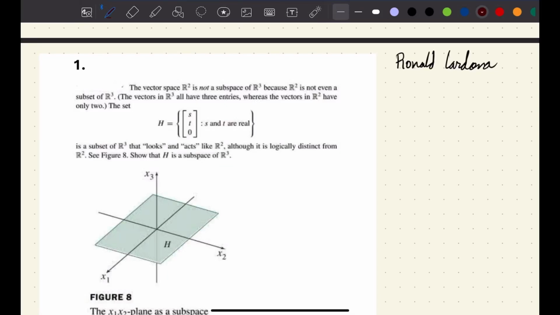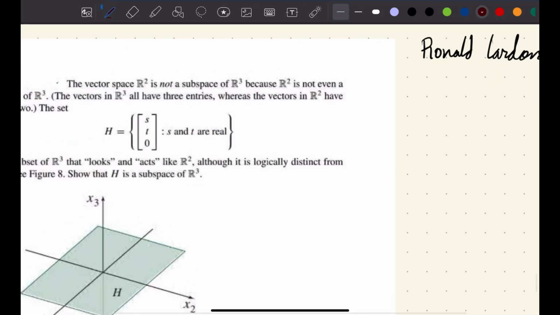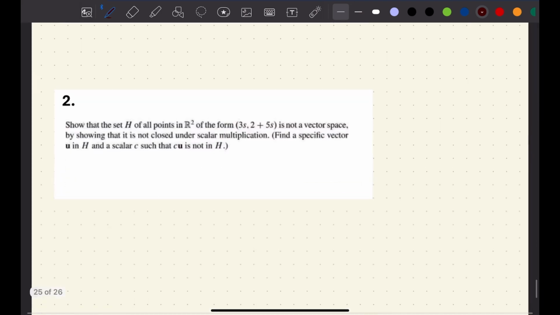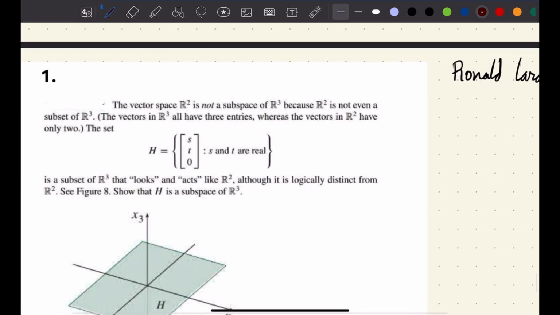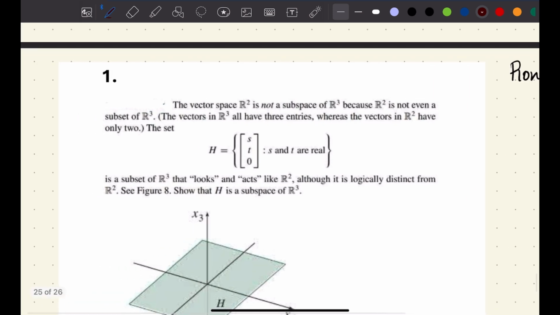Hello. So today I'll be explaining these questions in this video. Let's get started. The first question is asking about the vector space.